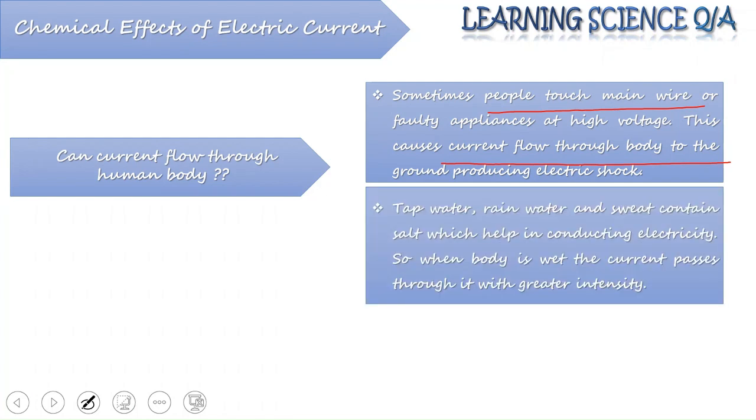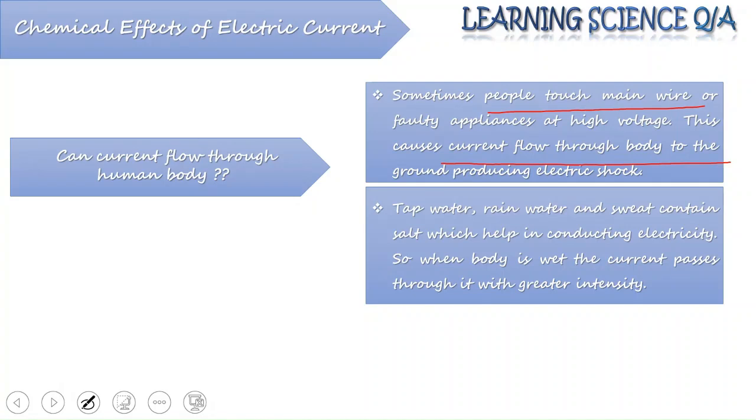Now, we already know that tap water, rainwater, even our sweat contain salt. And we have seen how these salts dissociate into their ions when they are in a dissolved state. So when these salts are dissociated, they will help in conducting electricity, and it won't be wrong to say that they will make the case even more severe, because salt water is a good conductor of electricity. So when a body is wet, the current will pass through it with a greater intensity.